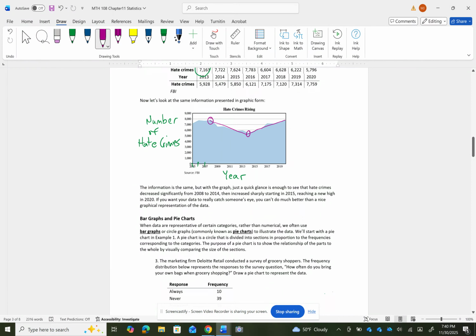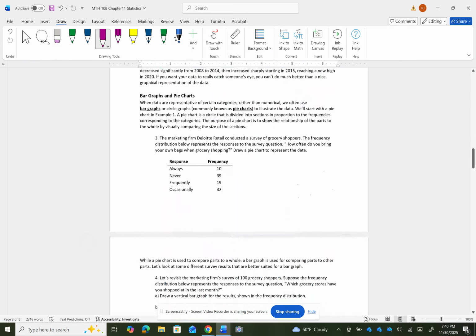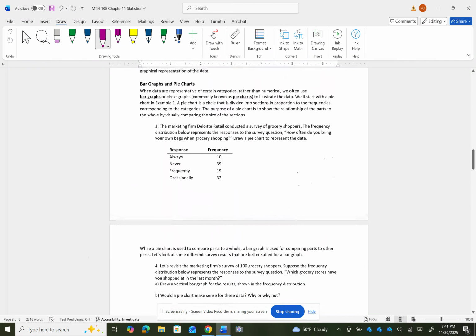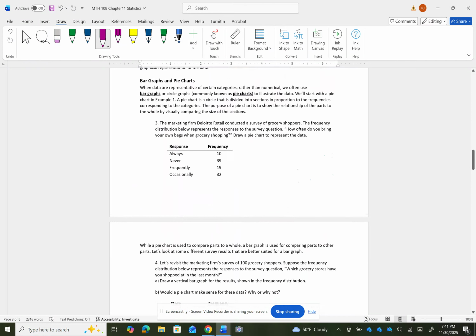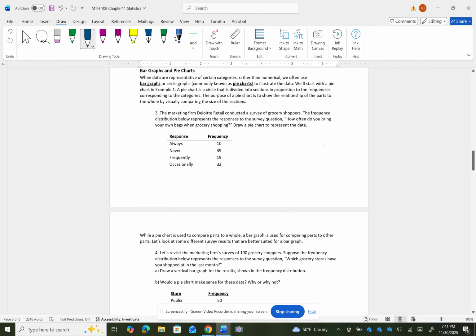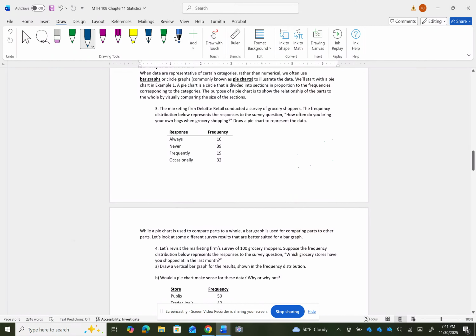So there's two that we're going to talk about next. We're going to look at data that's categorical, meaning we have categories and we've tallied and we know the frequency for each of these. So bar graphs and pie charts, or circle graphs, are ones we can use to illustrate the data here. So let's do a pie chart, or a pie graph.